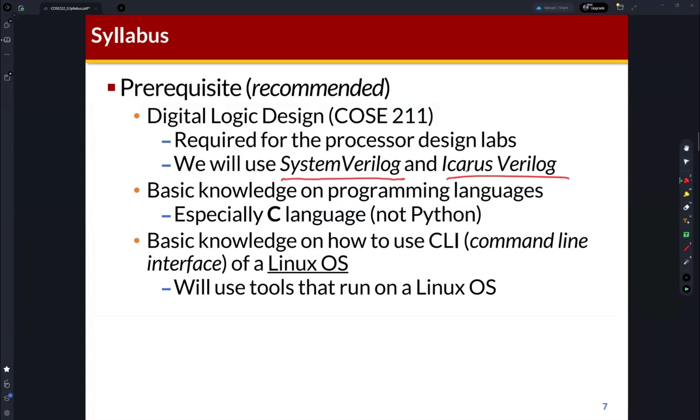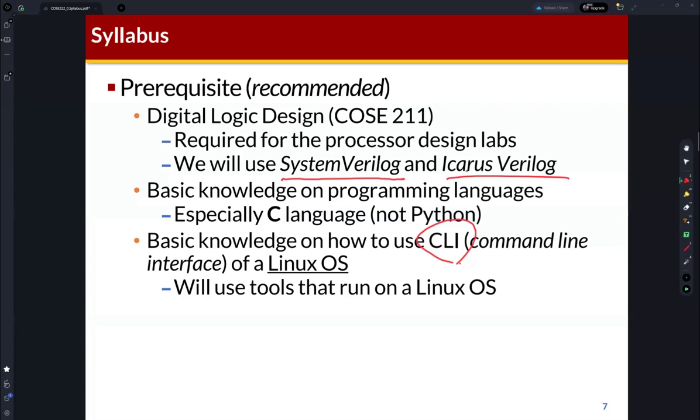Okay, and then basic knowledge on how to use CLI. So CLI means a command line interface. So I believe you are very familiar with the GUI, the graphical user interface.